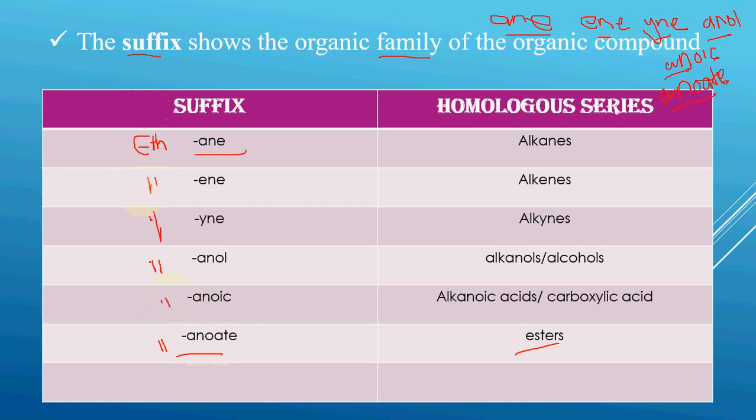And that's what we're saying. So when you observe ethane, ethene, ethyne, ethanol, ethanoic, and ethanoate, it simply tells you that all these compounds that I have here have 2 carbon atoms in them. That's why we are doing this now.